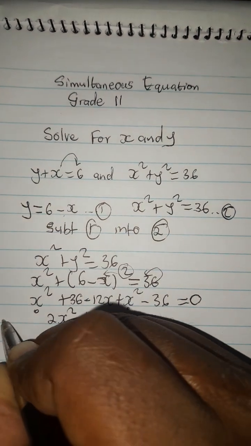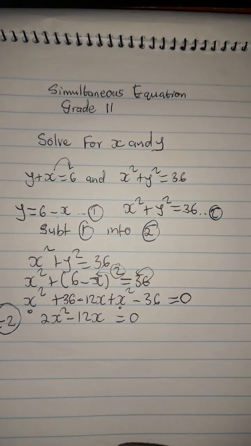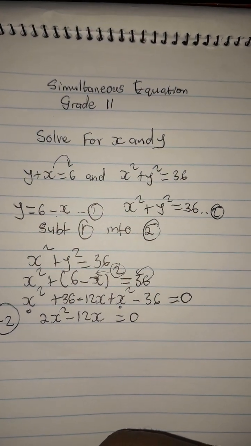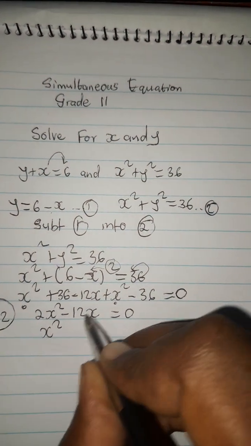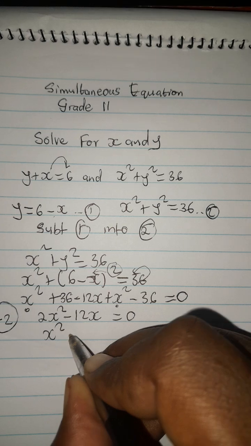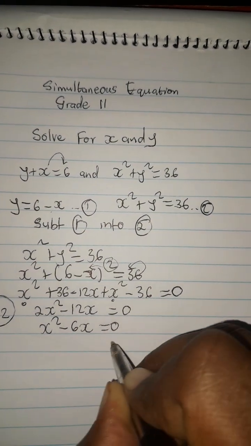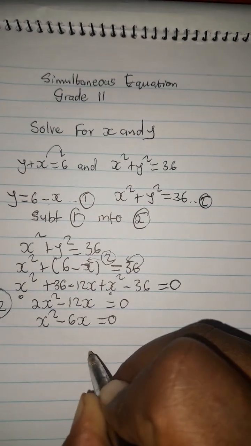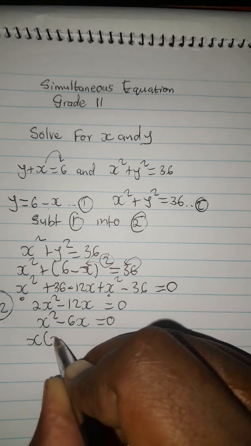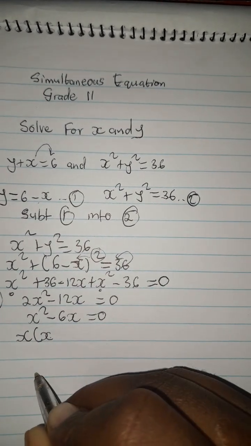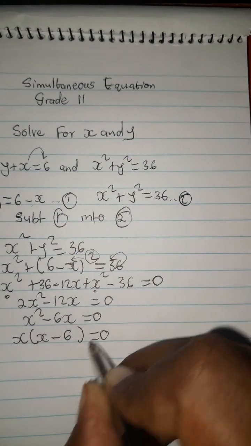In this case, I can divide by 2. Check whether it's divisible in all terms. If I divide by 2, 2 divided by 2 gives 1, so I'm left with x squared. 12 divided by 2 is 6, so I'm left with negative 6x, equals 0. From here, I can see there's a highest common factor. You take out the highest common factor, which is x. You're left with x, because x times x gives x squared, and to get 6x, you need 6. Then you equate everything to 0.